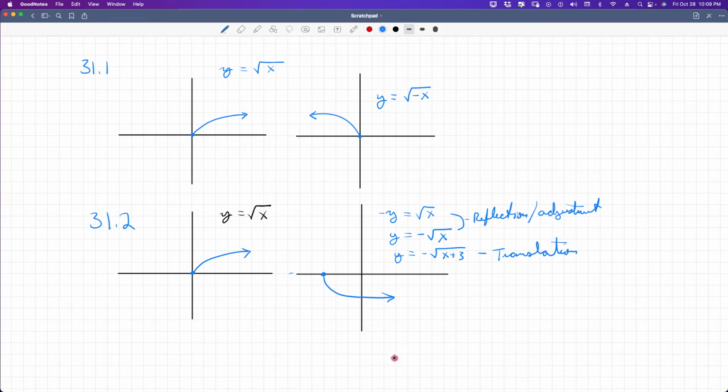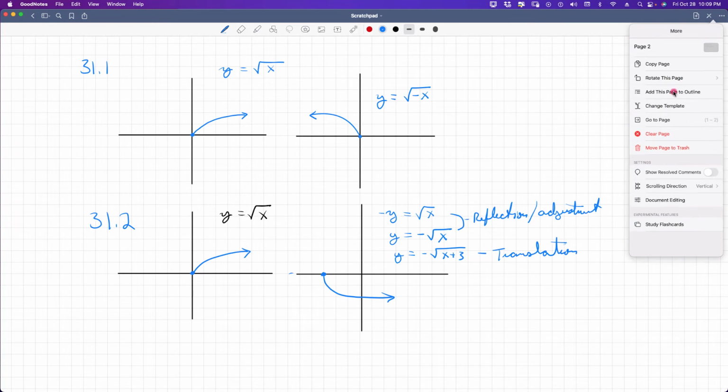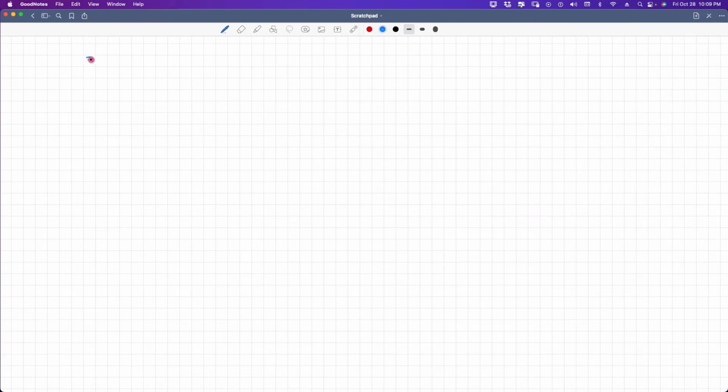All right, let's do one more. All right, so now let me clear this. 31.3. So here we have the equation y is equal to 1 over x. So that is a reciprocal, right?